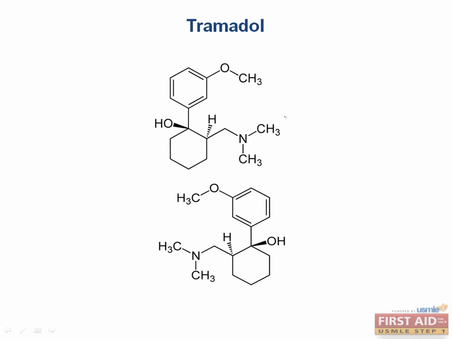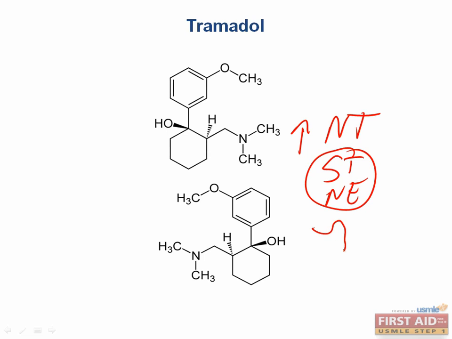Tramadol is yet another opioid agonist, but it acts on other receptors as well. It inhibits serotonin and norepinephrine reuptake, meaning that it enhances the effect of those neurotransmitters. We talked about serotonin and norepinephrine. You can think of it as causing more norepinephrine and more serotonin to exist at the synaptic cleft.